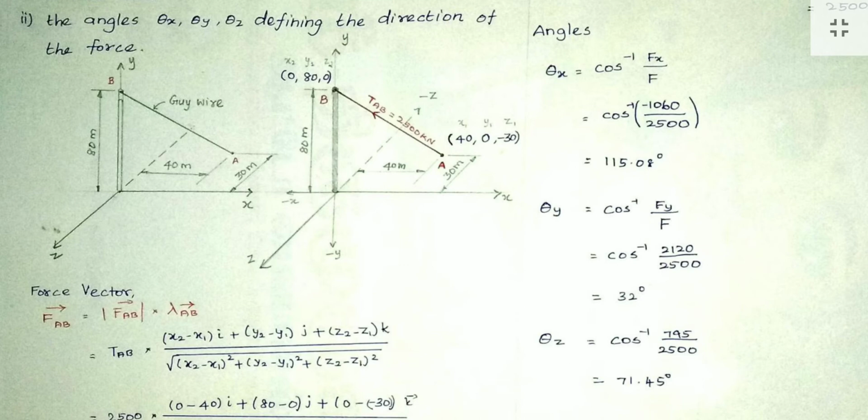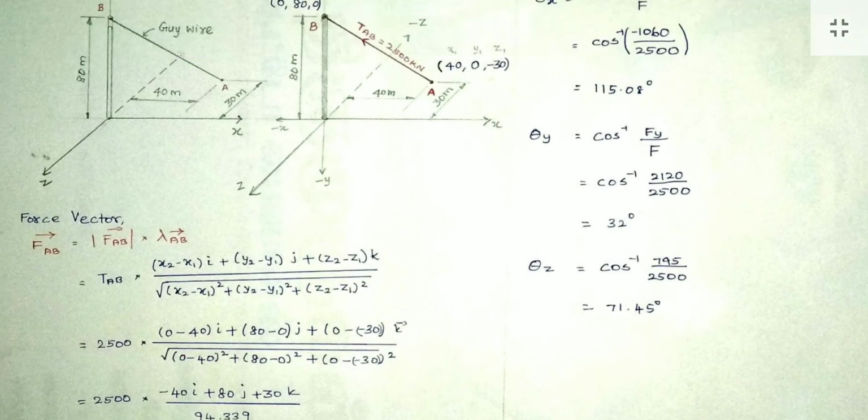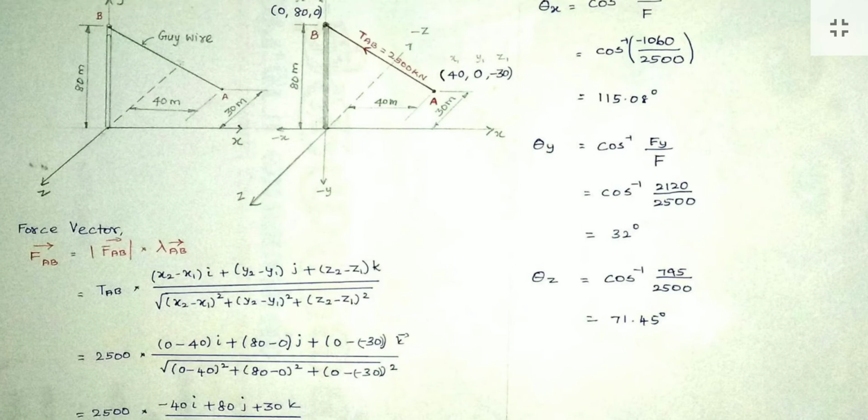For finding the force vector, we use the modulus of the force vector times lambda AB vector. Lambda means unit vector. The modulus value means tension value. Tension TAB is given in the question itself; the magnitude value is 2500. In the lambda formula, we already know: x2 minus x1 i plus y2 minus y1 j plus z2 minus z1 k, root of this, is the formula.